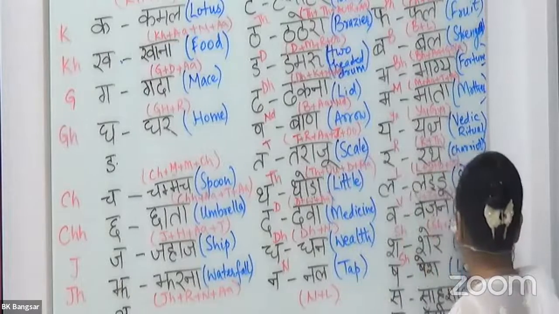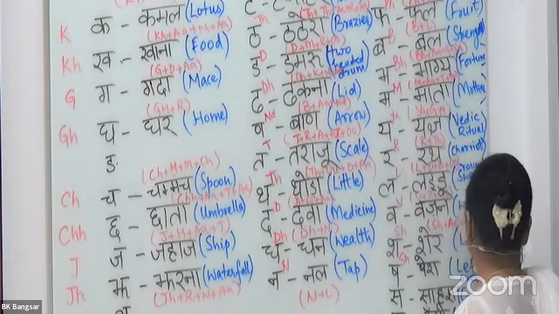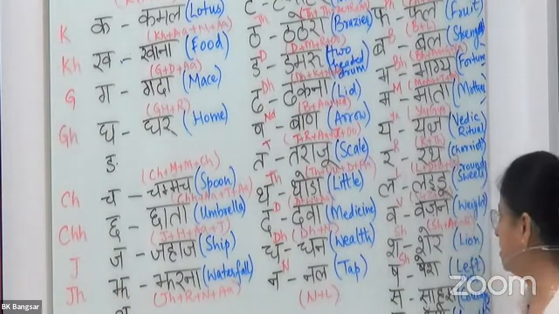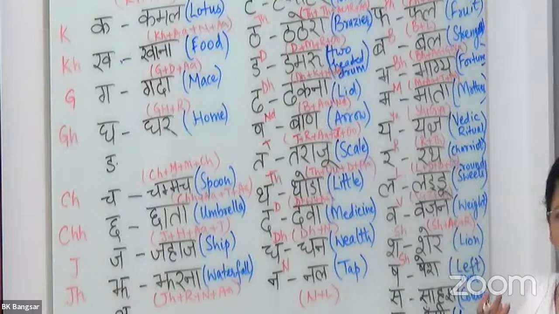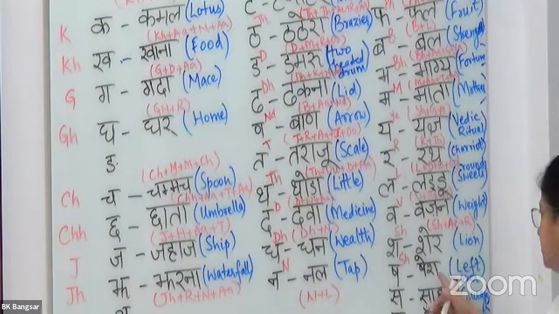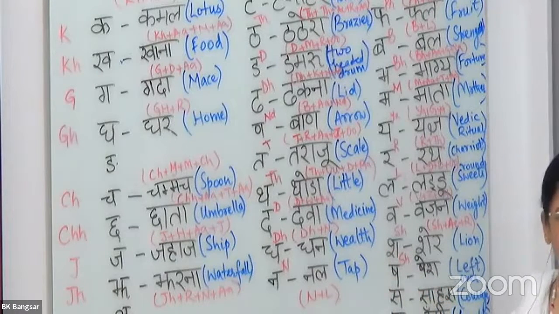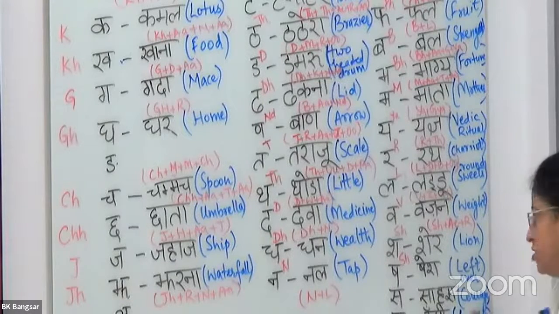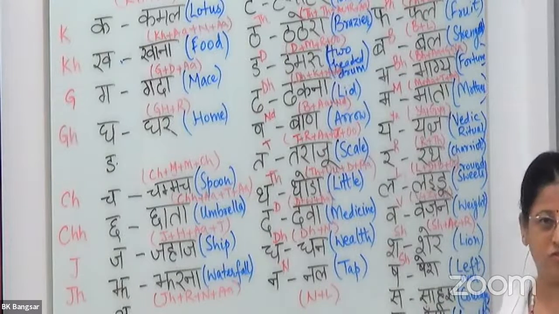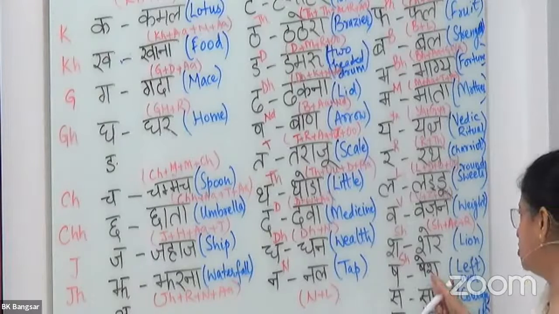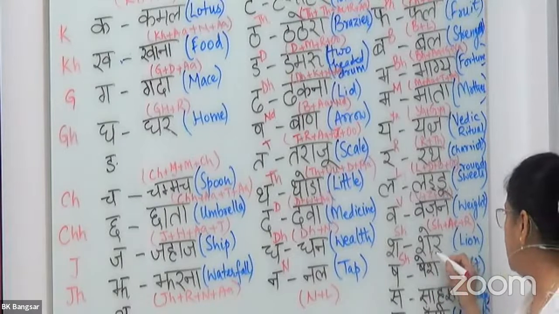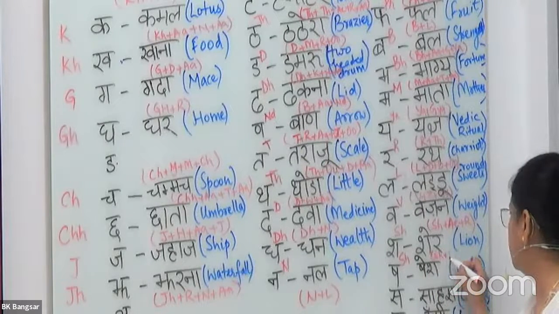Sher, which is lion. This word has both these letters, which is shesh, what is remaining. Shesh is what is left over, or what is remaining, is known as shesh. So how do you pronounce shesh?